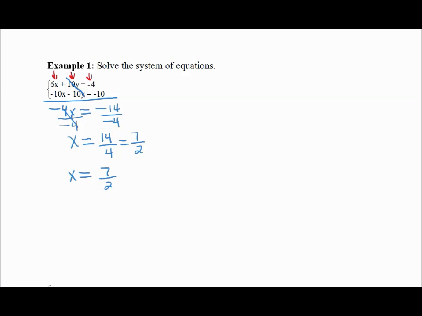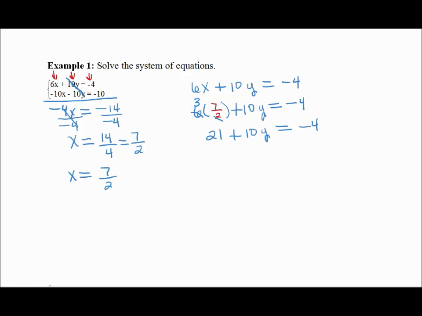Now that I know the x value, I'll take that x and substitute it into one of the original equations. It doesn't matter if you use the top equation or if you use the bottom equation. You still get the exact same answer. And I think I'll substitute mine into the top equation. So the top equation was 6x plus 10y equals a negative 4. So when I get here to the x value, instead of putting x, now that I know x is equal to 7/2, I'll replace that with what I know x to be. So this becomes 6 times 7/2 plus 10y equals a negative 4. So 6 times 7/2, that's going to be 21 plus 10y equals negative 4.